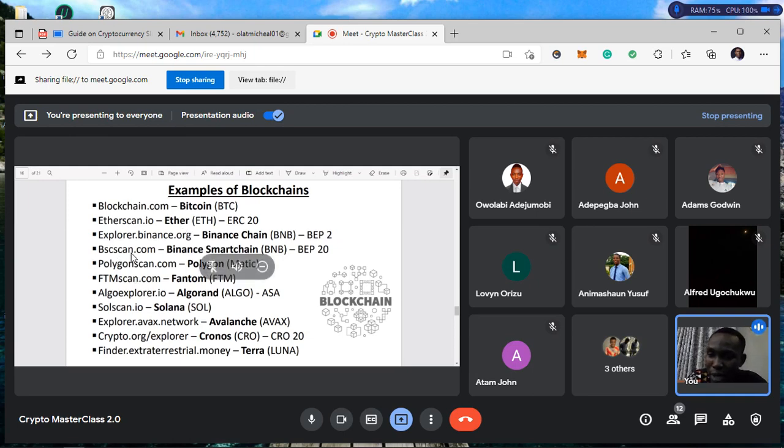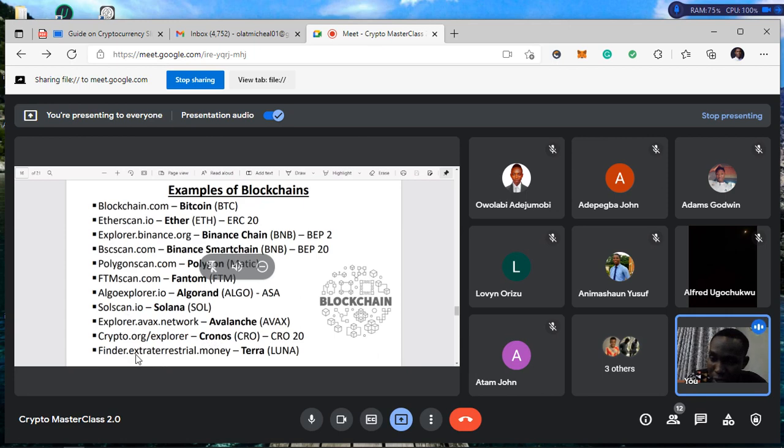So we have BscScan, for the Binance Smart Chain that runs on smart contracts, just like Ethereum. We have PolygonScan, and it also supports smart contracts. We have FTMScan, that is for Fantom. We have Algorand Explorer for Algorand. We have Solscan for Solana. We have explorer.avax.network, that is for Avalanche. We have the crypto.org/explorer, that is for the Cronos coin.